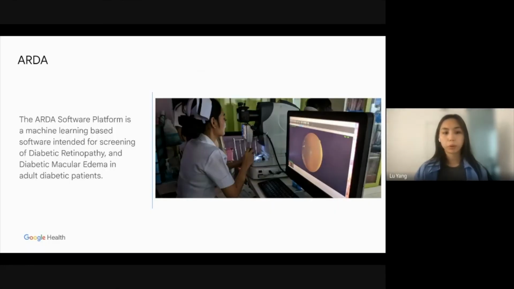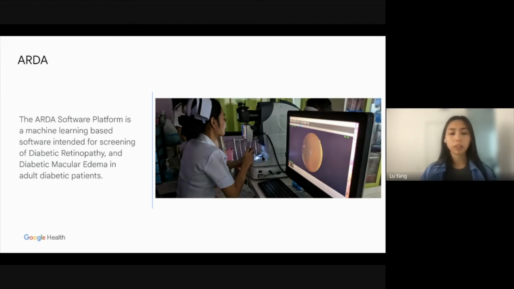It is perhaps more useful to discuss real-world monitoring in the context of a medical device product. So to that end, I'd like to introduce you to ARDA, a machine learning-based software as a medical device. ARDA works by receiving medical images from fundus cameras and running AI models on them to screen for signs of diabetic retinopathy or diabetic macular edema.